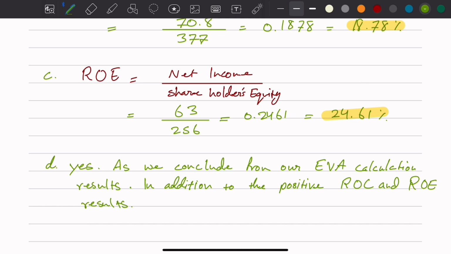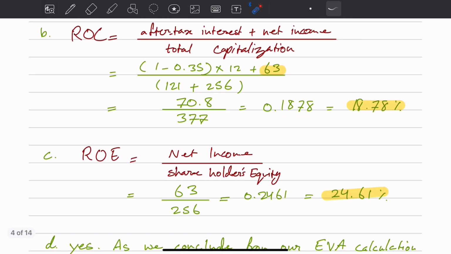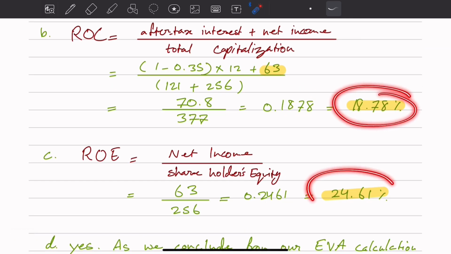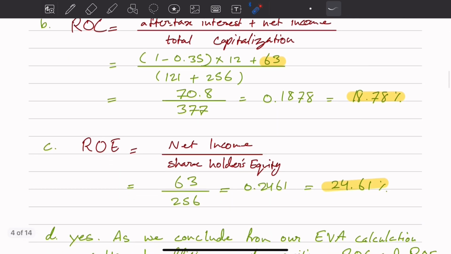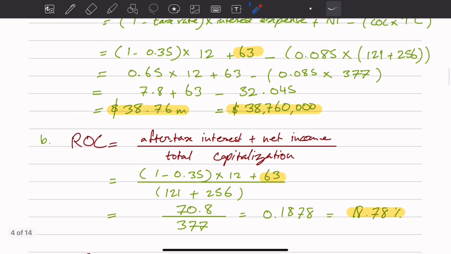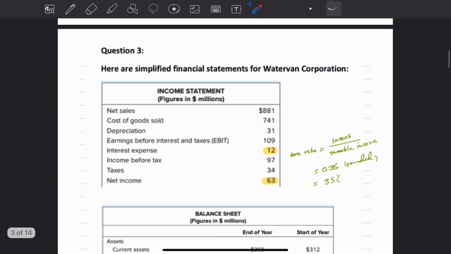Okay. The answer here might vary. You can put it in your own words as long as you answer the main or the key question, which is, is the company creating value for their investors? The answer is yes. But as I said, you have to support your answer either using the return on capital and return on equity figures or the economic value added result that you found from your calculation. All right. This is how you can solve question number 3.